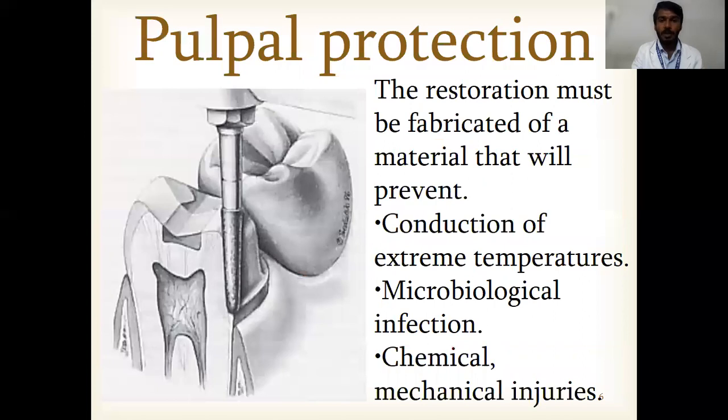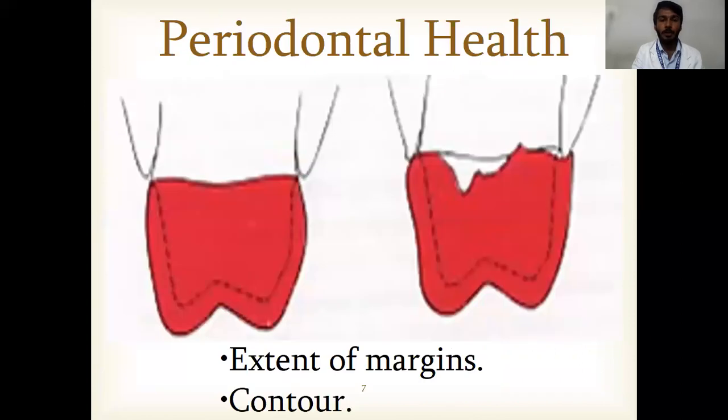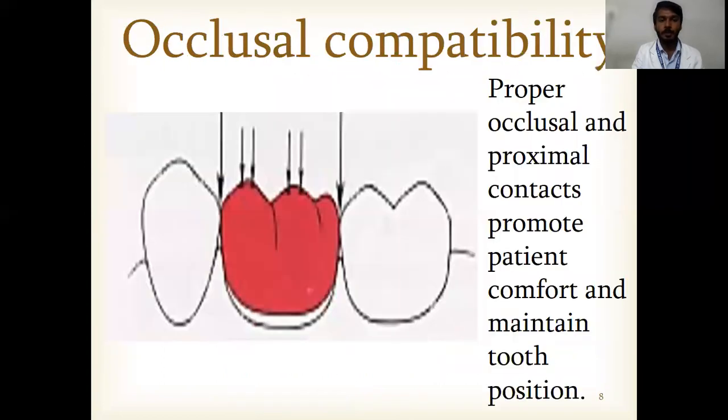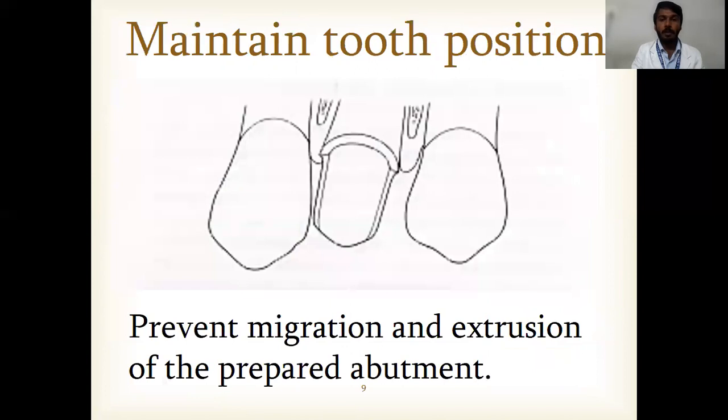The biological one, basically the pulpal protection. The restoration must be fabricated of a material that will prevent conduction of extreme temperatures, microbiological infection, and chemical and mechanical injuries. And it has to maintain periodontal health. The periodontal health has to be maintained by the proper extent of margins and the proper contour. As you can see in the figure, the ragged margin attracts plaque and can cause periodontal issues. Occlusal compatibility: proper occlusal and proximal contacts promote patient comfort and maintain the tooth position. Like that, the maintenance of the tooth position has to be done with the help of provisional restorations.